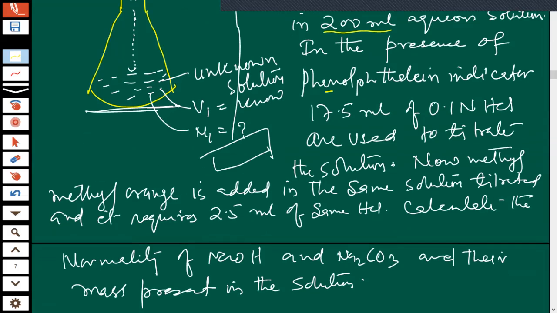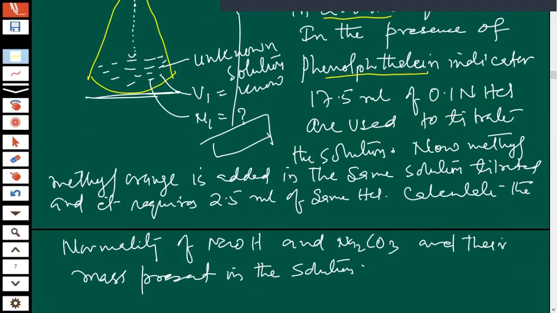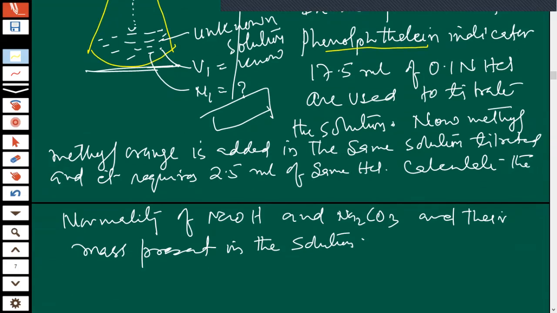First indicator is what? Phenolphthalein. At first endpoint, how many equivalent of HCl is required? 17.5 ml. This is volume and this is normality. Okay. Normality. Yes, sir.